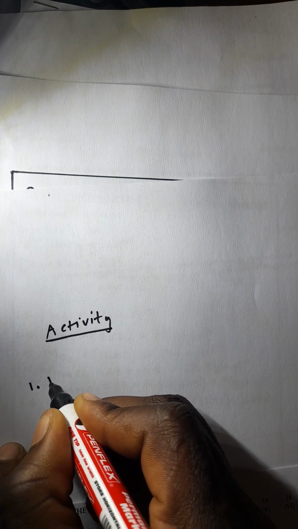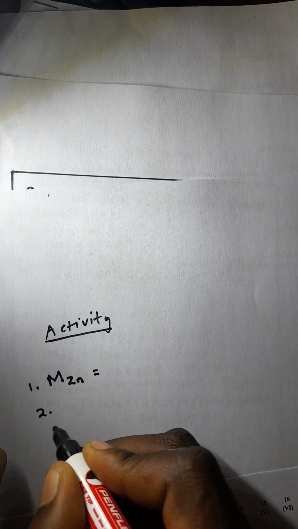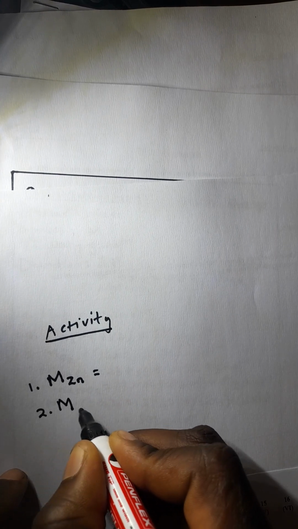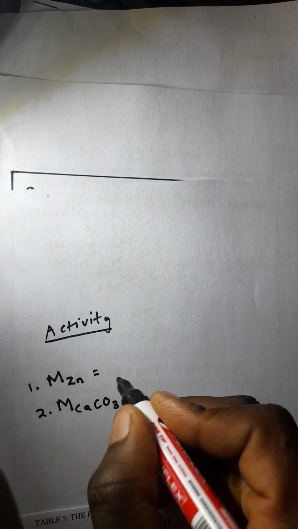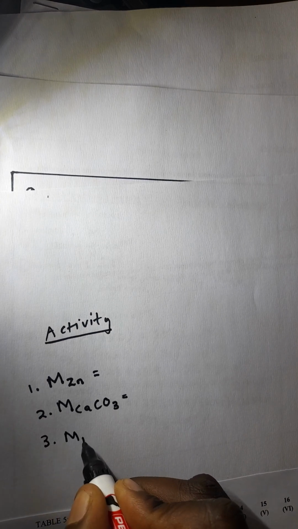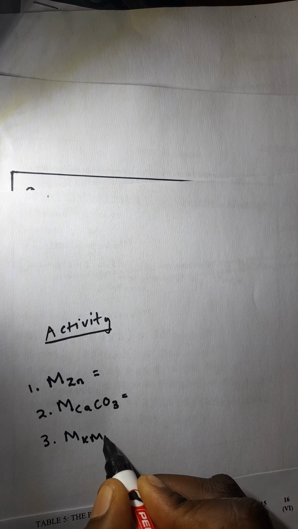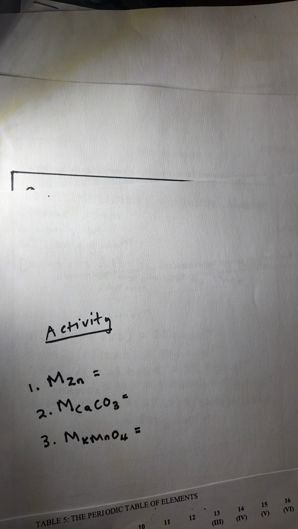Number 1, we are looking for the molar mass of zinc. And number 2, we're looking for the molar mass of calcium carbonate. Okay, do you want to try that? All right. Maybe let's add the third one. Let's add the molar mass of potassium permanganate. Okay. Do you want to try that? You can pause this video and try that on your own.